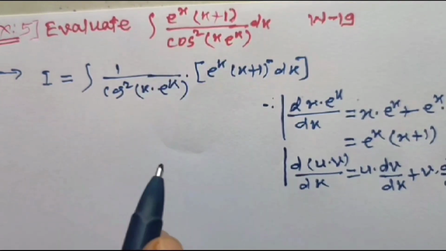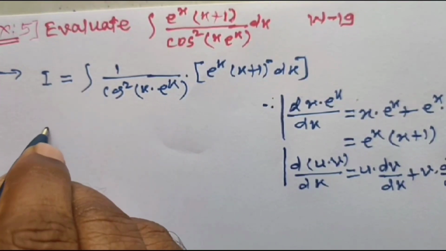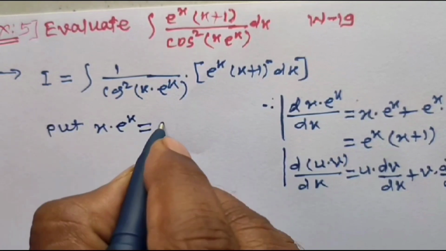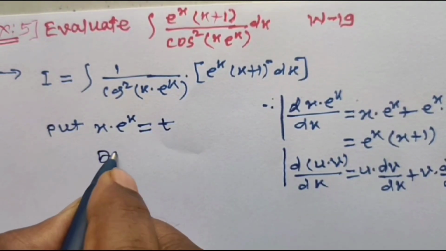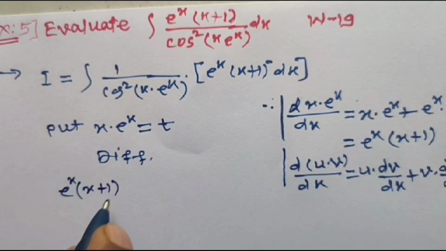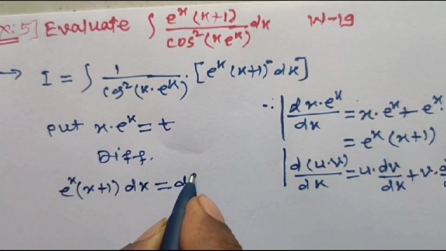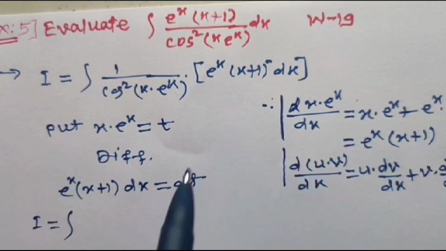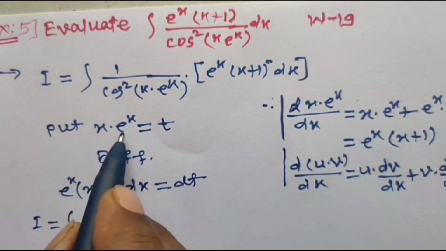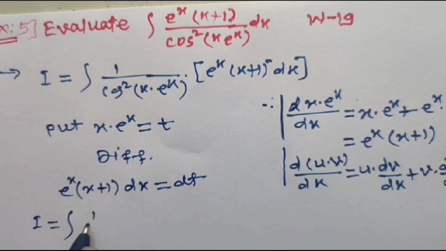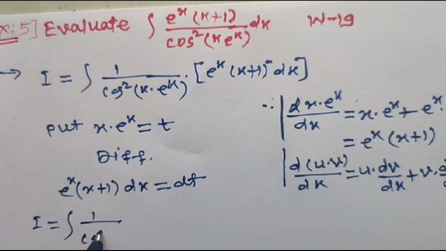Applying this formula, the derivative of x into e to the power x is this one, and this is the numerator of the given integral. So we can substitute x into e to the power x equal to a new variable t. Differentiating this, we get e to the power x into x plus 1 dx is equal to dt. Then integral I is equal to, replace this bracket by dt and replace x into e to the power x by t. Hence I is equal to integral of 1 upon cos square t dt.